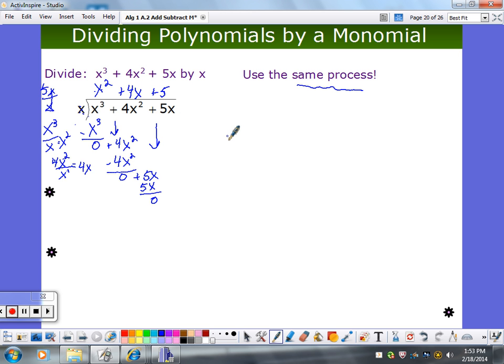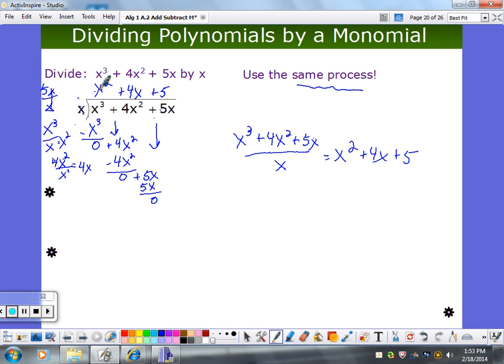You get this one. Another way to think about these is to write it as a fraction. For a monomial division, sometimes this is easier. Are these two things equivalent? This is easier because I can see what x cubed over x is. What's 4x squared over x? What's 5x over x? So if you are presented with a polynomial divided by a monomial, you probably want to do it this way. But you can do it this way.